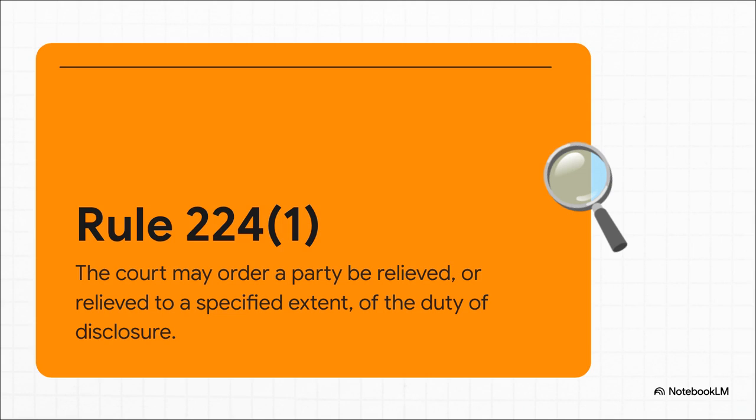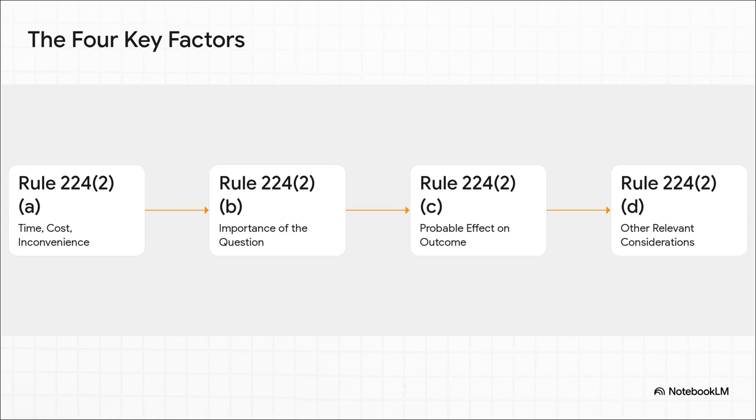It gives the court this really wide discretion to either limit disclosure completely or, what's more common, limit it to a specified extent. This is your foundational power, the source of it all. So how do you actually convince a court to use that power? Well, Rule 224, Subrule 2 gives you the arguments.